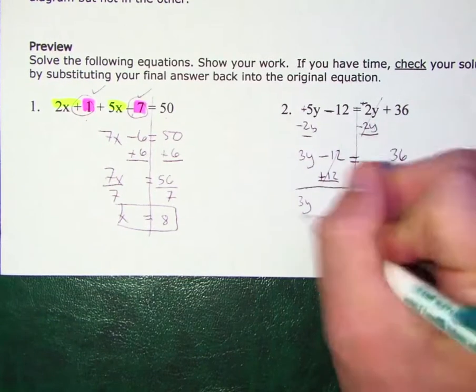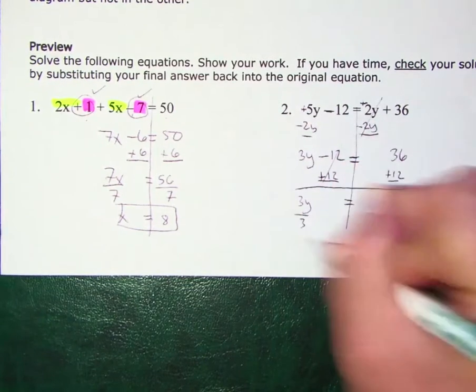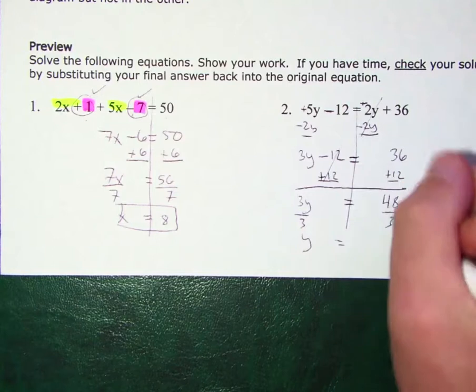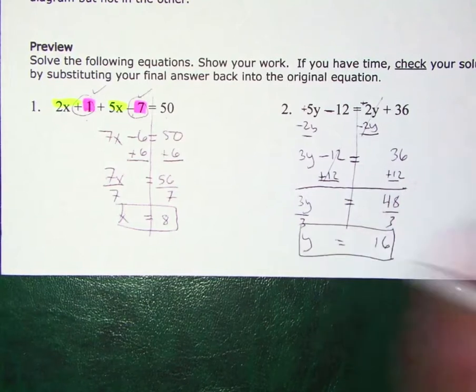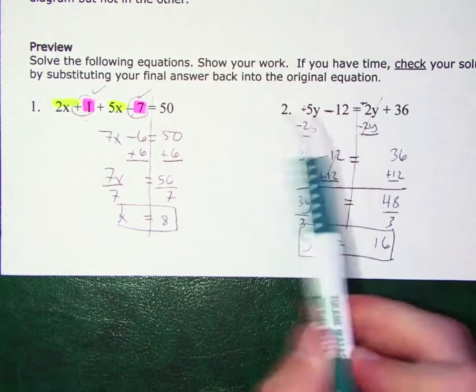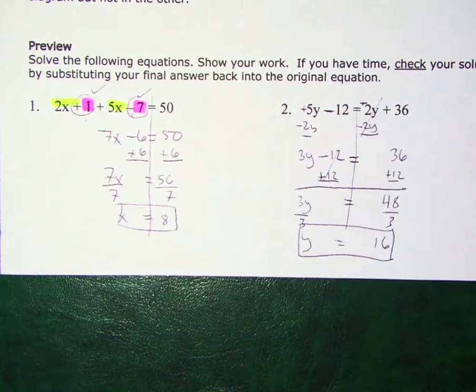Oop, what am I doing? Divide both sides by 3. And we end up with, I believe, 16. There we go. Now we're done. Again, substitute into both sides to check and see if it makes it true to be a solution. We're going to take these two skills right here, and we're going to apply them now.